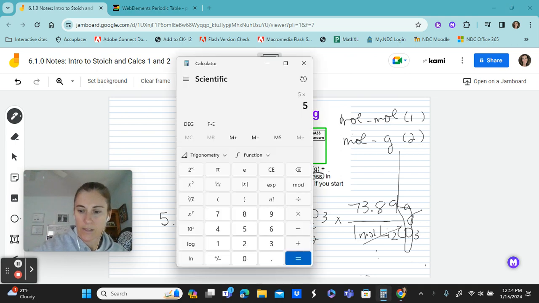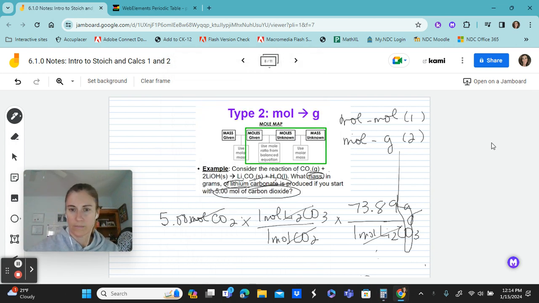So 5 times 73.89 gives us 369.45. That's going to be 369 because we want to have 3 sig figs.